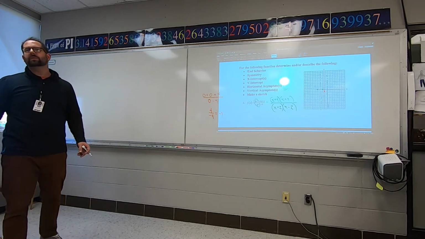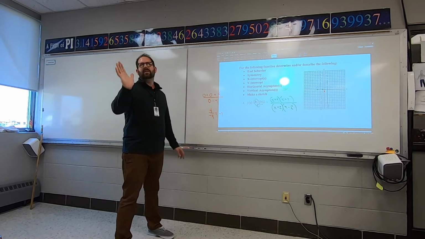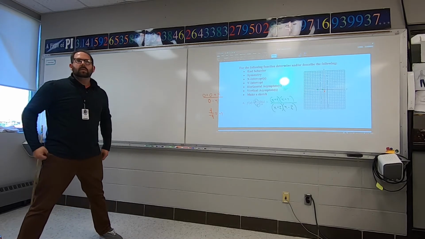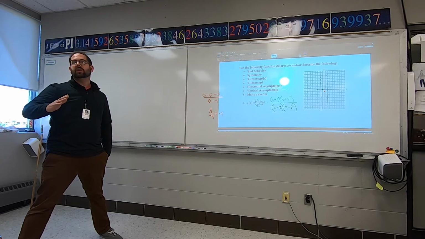So if the top is bigger than the bottom by 1, it's a horizontal slant. You have to long divide it, and that gives you the slope. Whatever the slope is, you draw it from there. Like, if it was 3 over 2, it'd be 3 over 2. And you have to figure out where that line goes, because you have to divide to figure it out.